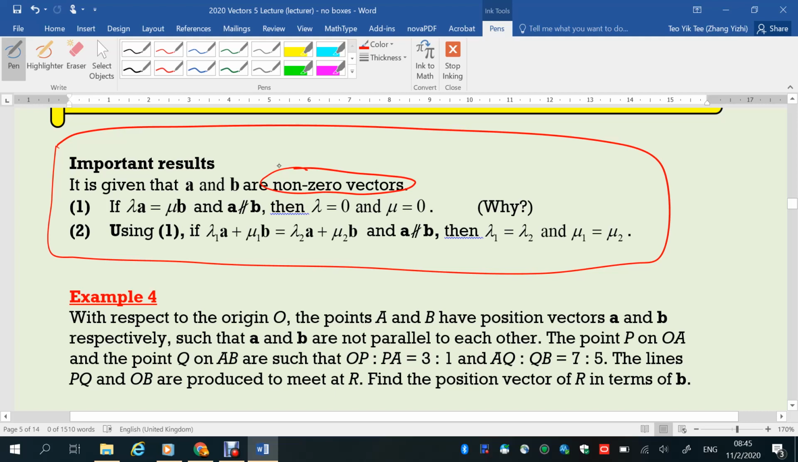So, take note, A and B are non-zero vectors. Non-zero means that they are confirmed not like that. This is what we call non-zero. This is a zero vector, so it's not this kind.